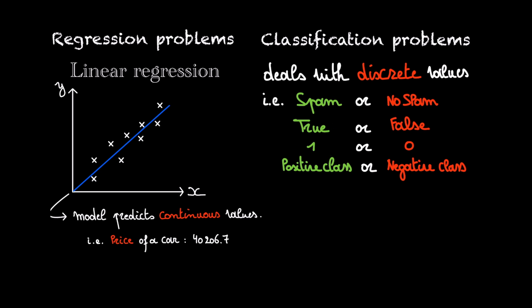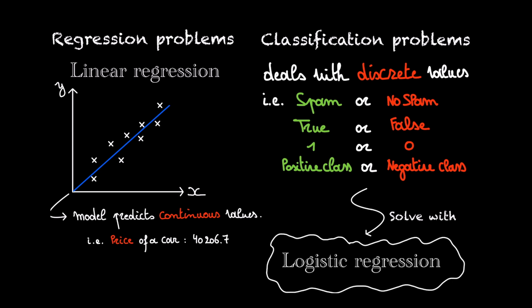And as you might have noticed, we speak of a positive and a negative class. Indeed, that's why it's called a classification problem. The outcome belongs to a certain class. And to solve these problems, we won't be using linear regression. Instead, we will be using another widely used machine learning technique called logistic regression. We will explain logistic regression using an example.